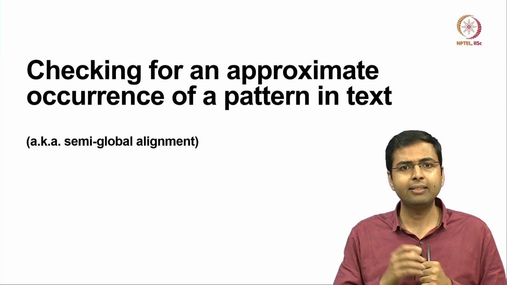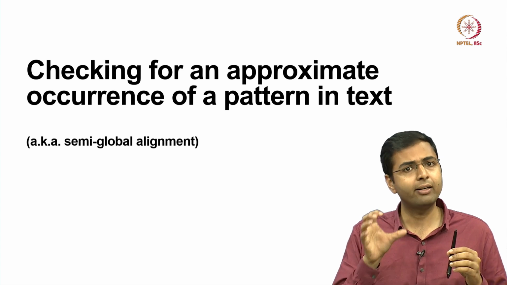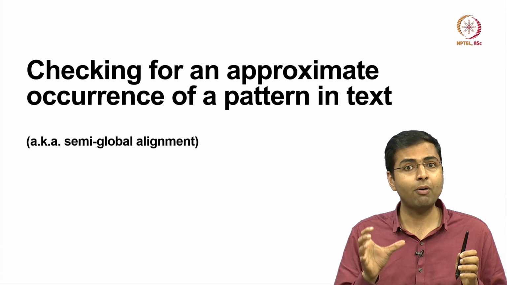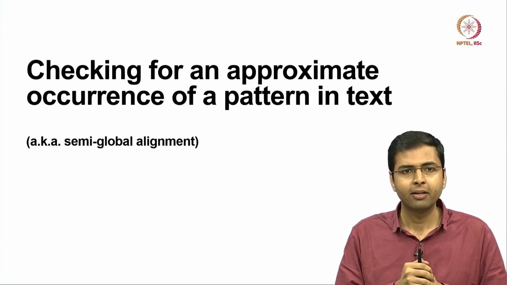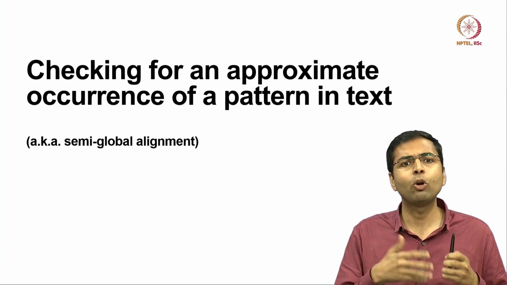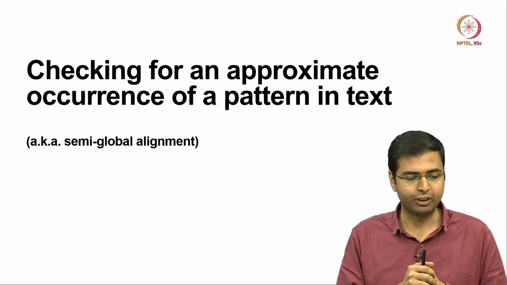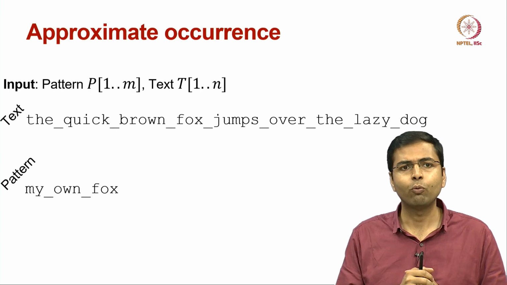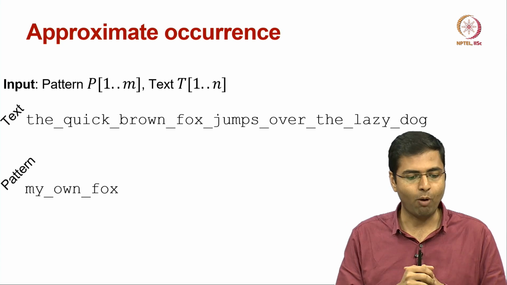Now, let us extend this idea and let us look at a more interesting problem where we are looking for approximate occurrence of a pattern in text. This is informally referred to as semi-global alignment as well in bioinformatics literature. So, let us look at the motivation for why we may be needing this type of problem.